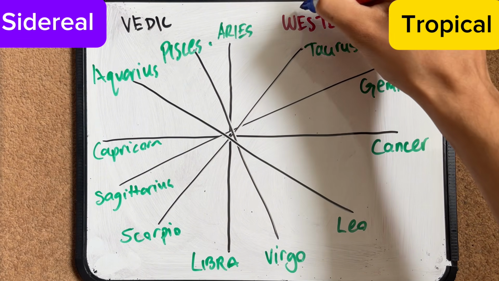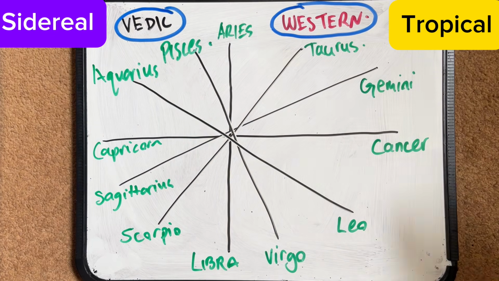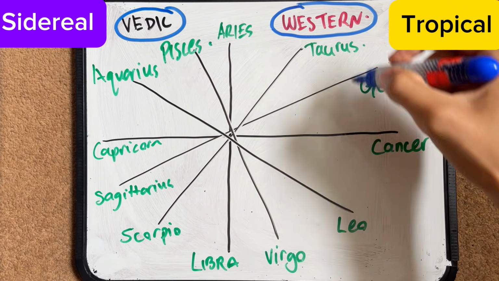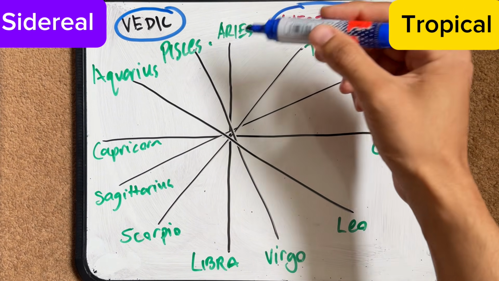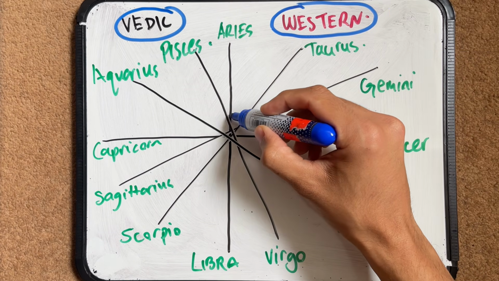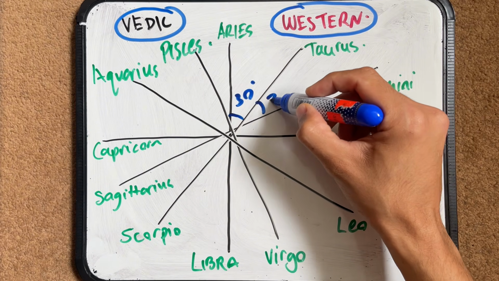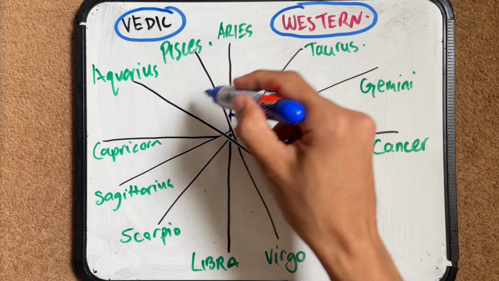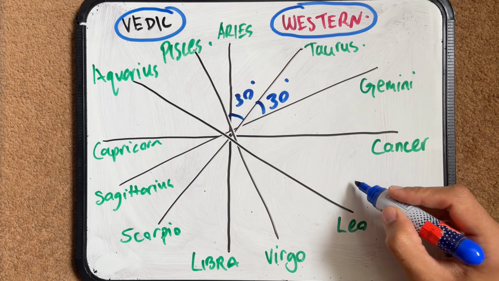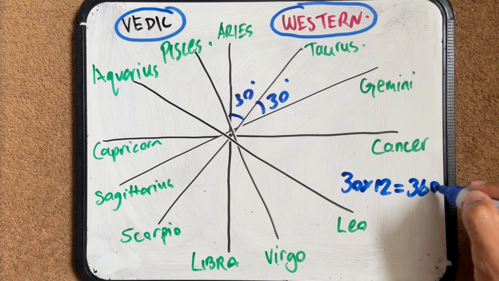In astrology, the zodiac is a circle of 360 degrees. Okay, this circle is divided into 12 signs. Each sign has 30 degrees. Aries has 30 degrees, Taurus has 30 degrees, Gemini has 30 degrees, Cancer has 30, and this continues through the 12 signs. So the full zodiac is 12 signs multiplied by 30, which gives us 360 degrees.